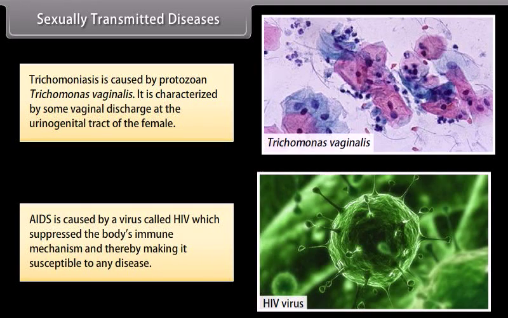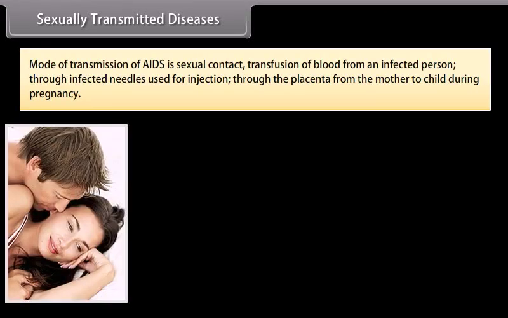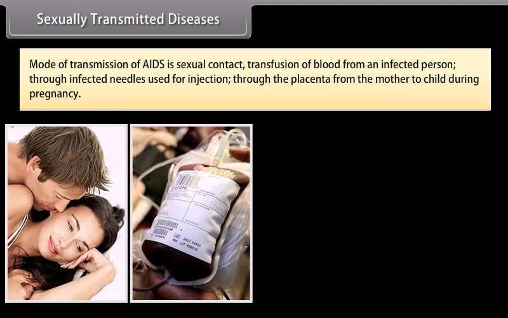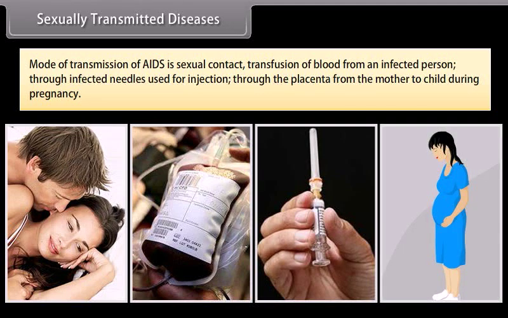AIDS is caused by a virus called HIV, which suppresses the body's immune mechanism and thereby makes it susceptible to any disease. Modes of transmission of AIDS are sexual contact, transfusion of blood from an infected person, infected needles used for injection, and through the placenta from the mother to the child during pregnancy.